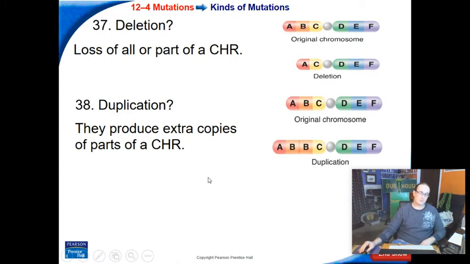Okay, duplication. All right, so we got A, B, C, D, E, F. All of a sudden, there's two B genes, which might not be a big deal because that simply means that there are more of those proteins that those genes code for. Although I'm certain it can't be quite that simple.